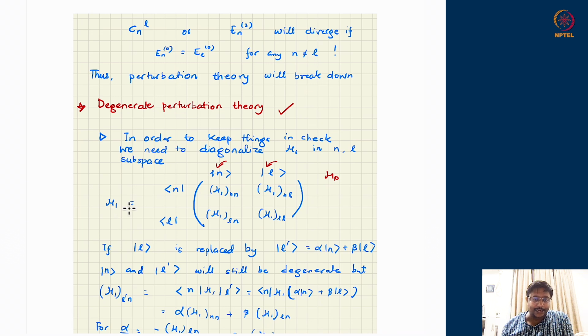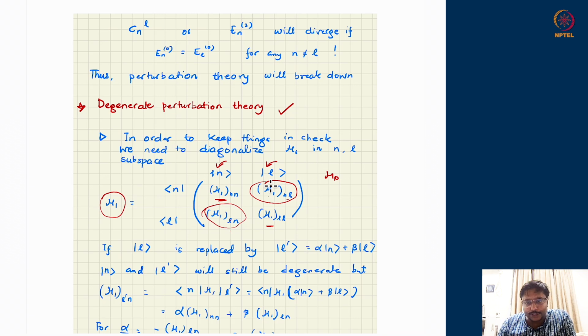I will try to write down the perturbation Hamiltonian in this subsector across N and L. In this two-dimensional subspace, the perturbation Hamiltonian's diagonal terms will be H1NN, H1LL, and off diagonal terms will be H1NL and H1LN. Now, if it so happens that these terms are non-zero, they are finite, then I know we are in a problem, that perturbation theory will be problematic.